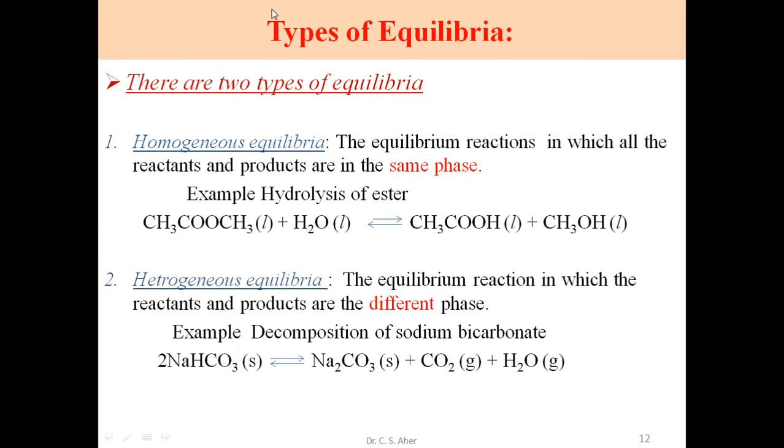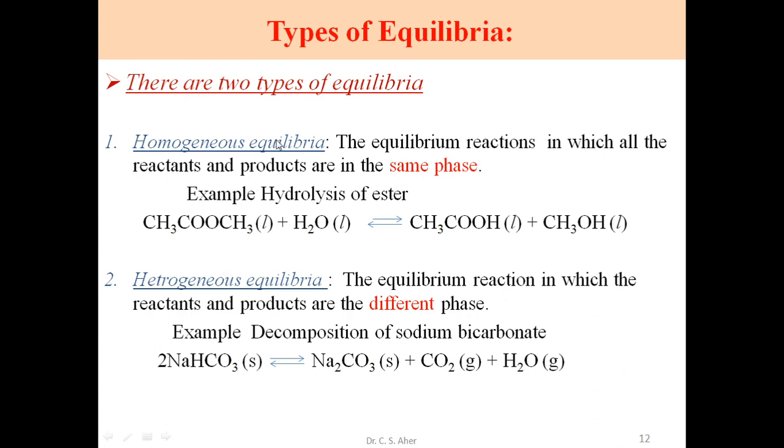The last point of today's lecture is types of equilibria. There are two types of equilibria: homogeneous equilibria and heterogeneous equilibria. The name suggests homo means same, hetero means different. An equilibrium reaction in which all the reactants and products are in the same phase is homogeneous. If the reactants and products are in different phases, it is a heterogeneous equilibrium.